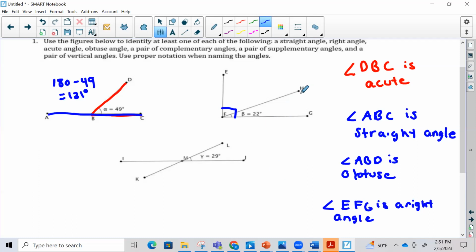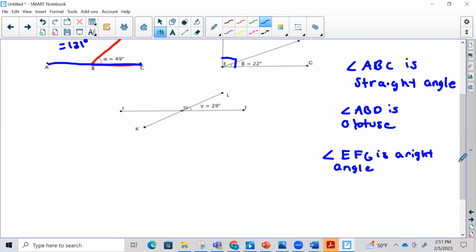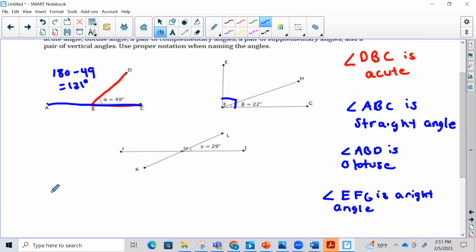So we know that HFG is 22 degrees, okay? So it is less than 90. And so I'm going to write acute here and then obtuse because we're going to have a few. So acute, we would say angle HFG. Okay, so HFG would be this 22 degrees. And then I'll just add the one we found before, angle DBC.